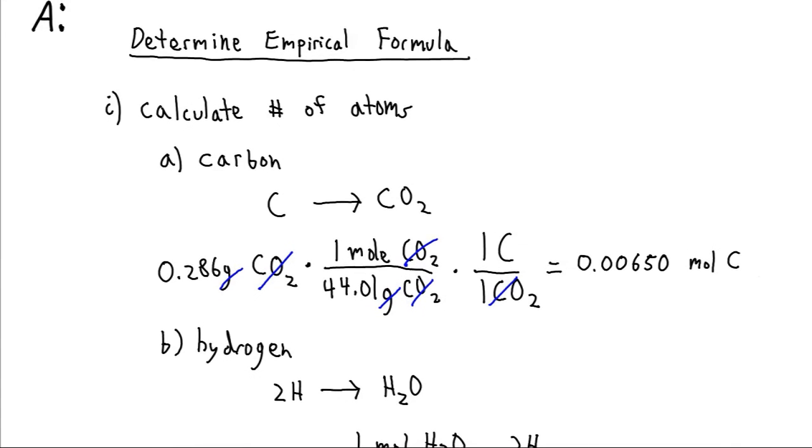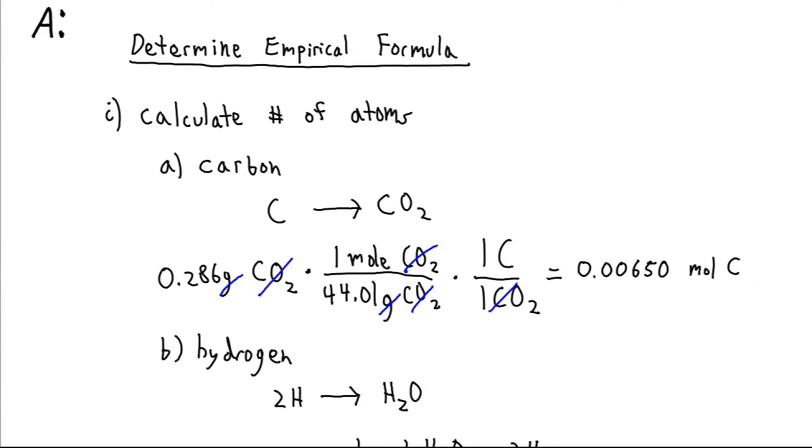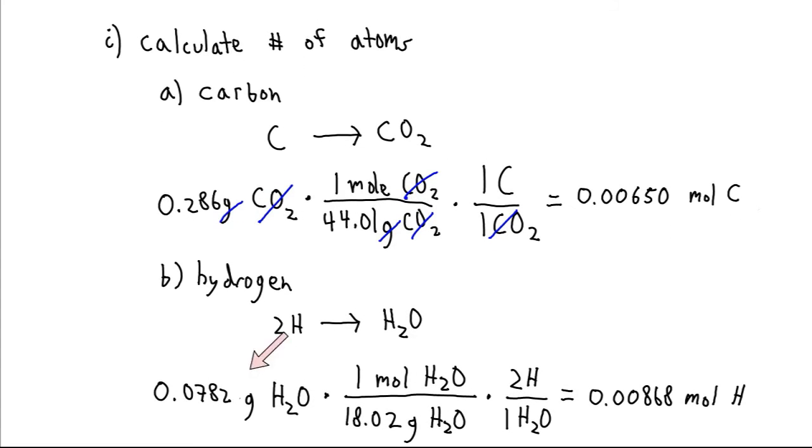Do the same thing for hydrogen. Note that for hydrogen, we have a 2-to-1 ratio. So we'll take our mass of H2O that we know and convert it into moles of H2O, then use this 2-to-1 ratio to get into moles of hydrogen. We get 0.00868 moles of hydrogen.